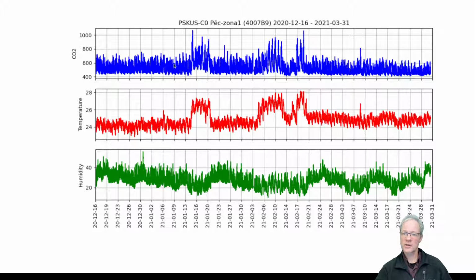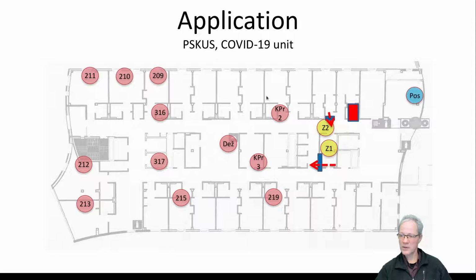So in this picture, this is the place where we would monitor the temperature. Let's look at the temperature. And all of a sudden, for a couple of days, the temperature jumped from 24 to almost 28 degrees. So this is the area in the picture where you exit the COVID-19 zone.